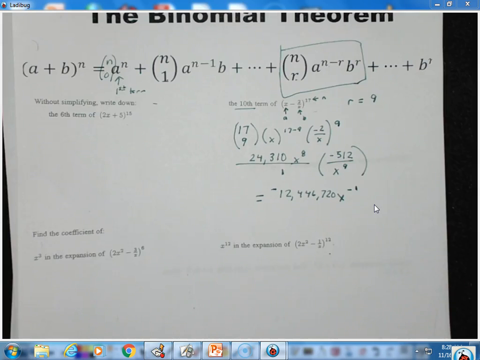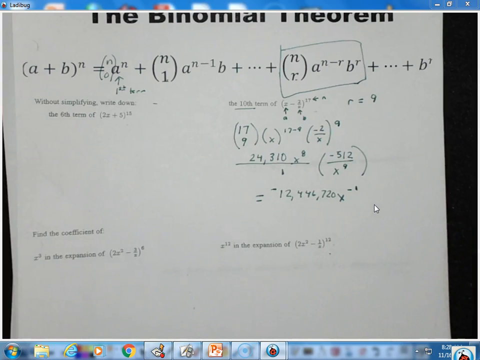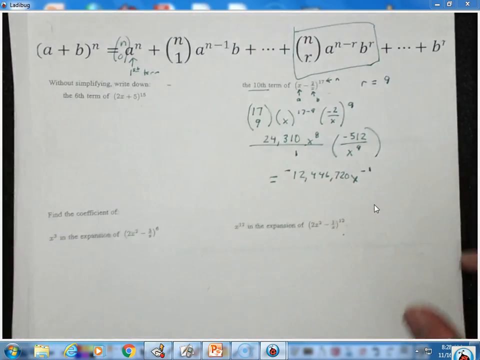Okay, well, it helps when you can put commas. Okay, so negative 12,446,720 x to the negative 1. Okay, and if you'd rather write the whole constant over x, that would be the same thing. Okay, so it's kind of easy because it tells you 10th term.